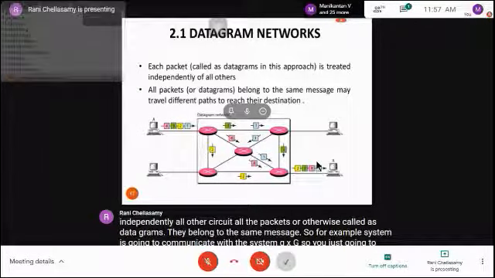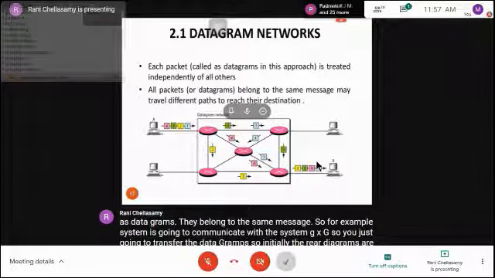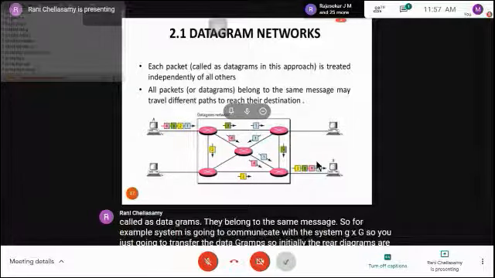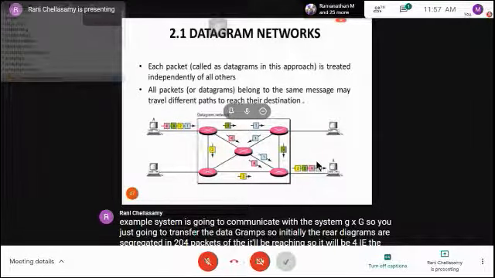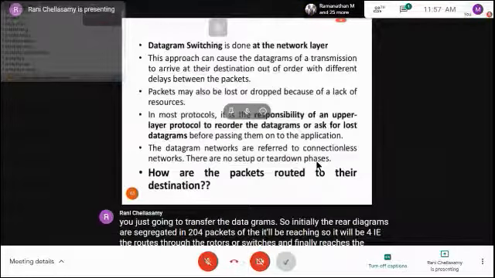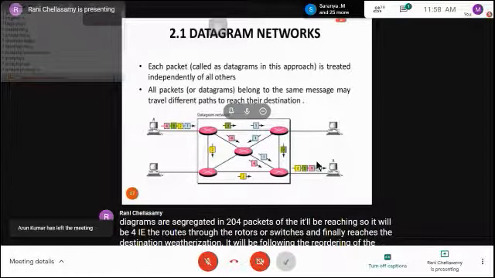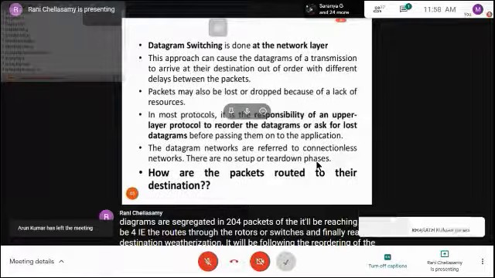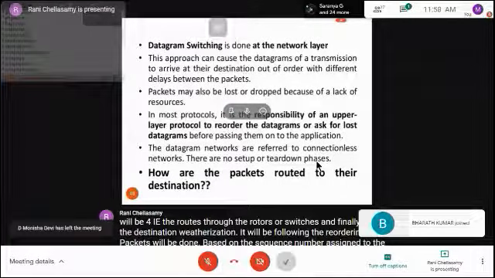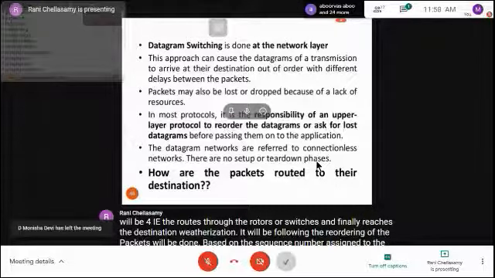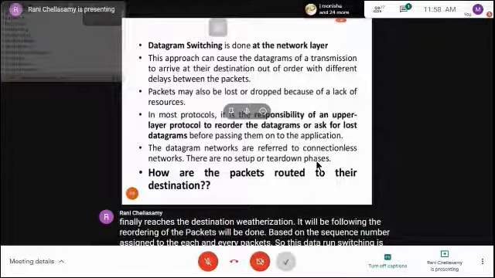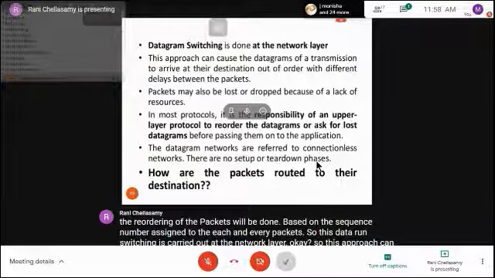The packets will follow routes through the routers or switches, and finally reach the destination. At the destination, reordering of the packets will be done based on the sequence number assigned to each and every packet. This datagram switching is carried out at the network layer. This approach can cause the datagrams of the transmission to arrive at the destination out of order, with different delays between the packets.